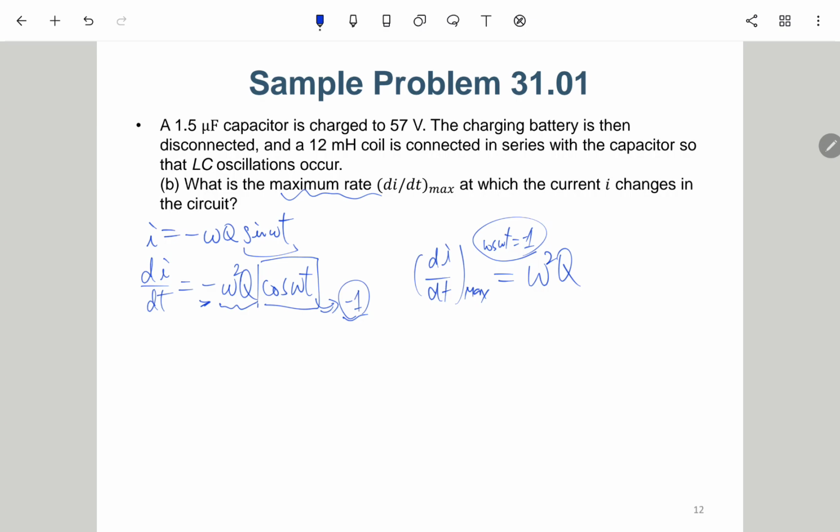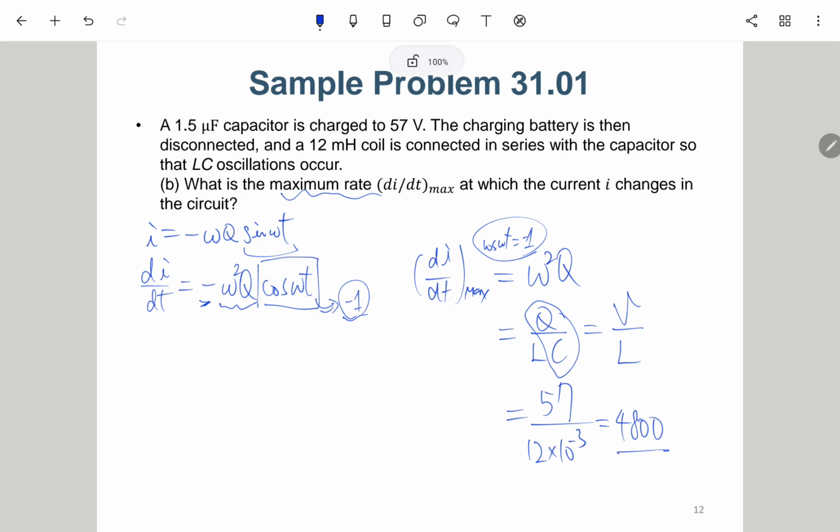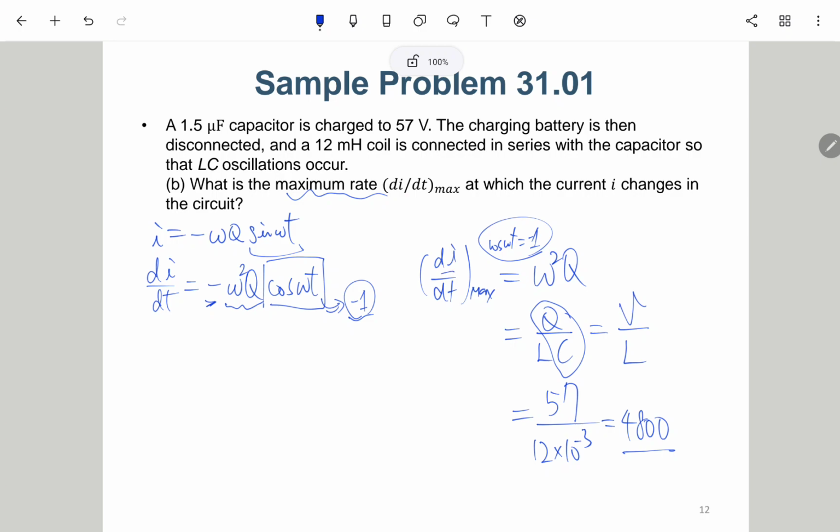Okay, so actually this is nothing but Q over LC. Q over C is actually V, so we have V over L. V is 57, and L is 12 millihenry, 12 times 10 to the -3rd. So this is 4,800. And what is the SI unit? We have dI/dt, where this is current and this is time, so the SI unit should be A over s.